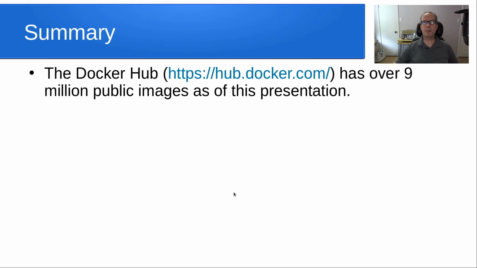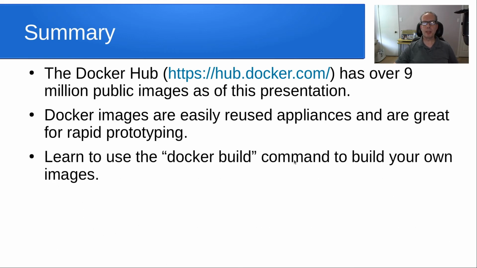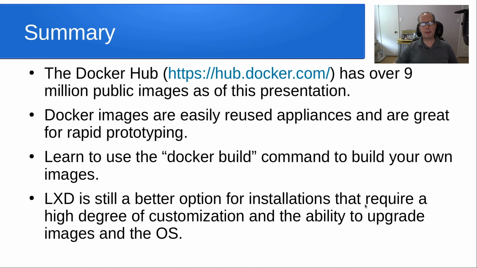So in summary, the Docker Hub, located at the URL listed, has over 9 million public images as of this presentation. Docker images are easily reused appliances and are great for rapid prototyping. Learn to use the Docker build command to build your own images. LXD, in my opinion, and just my opinion, is still a better option for installations that require a high degree of customization and the ability to upgrade images and the OS.